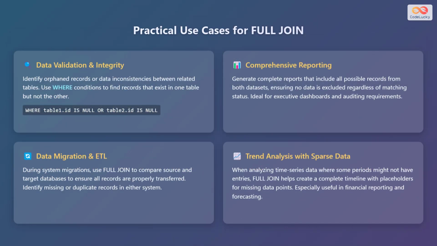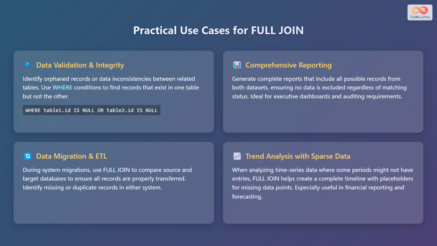Full join is not just a theoretical concept. There are a number of practical use cases for the same. Let's see some of them. 1. Data validation and integrity. You can identify orphaned records or data inconsistencies between related tables. Use where conditions to find records that exist in one table but not the other. For example, where Table 1.id is null or Table 2.id is null.